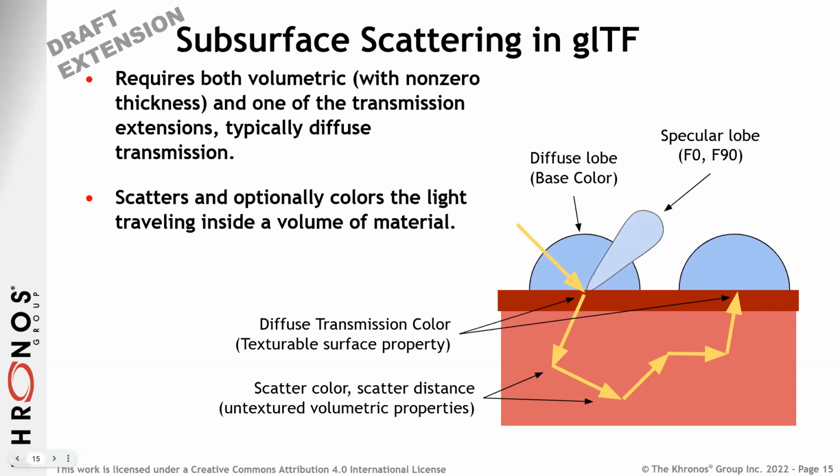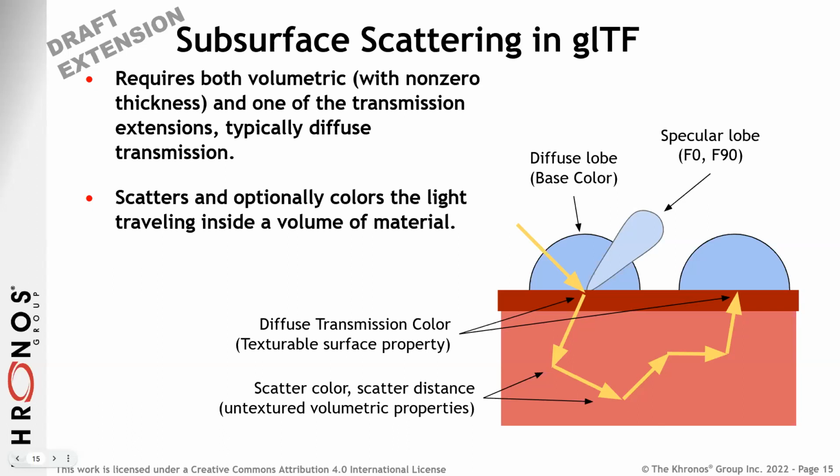So you see the ideal subsurface workflow here. Down at the bottom of this diagram, you have a scatter color and a scatter distance that are provided by that SSS extension. Those are true volumetric properties. They're untexturable because they're happening inside this 3D volume of material. But at the surface, we have our diffuse transmission, which is that extra scattering event right at the surface. And that lets you place a texture down because that is a surface property. And you can control that diffuse transmission color with a normal UV atlas, just textured across the surface in that way.